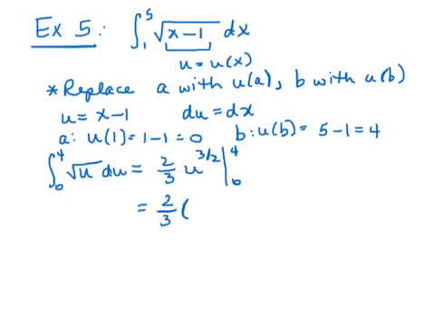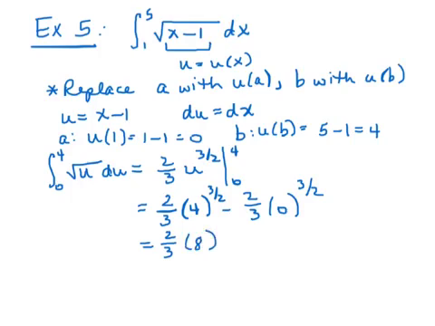So we've got 2/3 4 to the 3/2 minus 2/3 times 0 to the 3/2. Now a 3/2 exponent simply means we're going to take the square root and then cube it. So square root of 4 is 2. 2 cubed is 8. All of this is 0, and we just simplify with a 16 over 3. Now, this is not an area problem. We're just evaluating an integral. We're going to get into area again later. So if you get a negative, that's also okay.